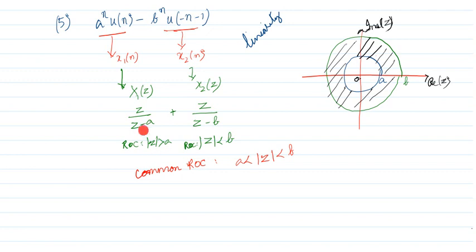For the causal signal, the ROC is greater than a. This is negative values of n, so it is an anti-causal signal, so it is less than b. This is individually. Together, when they are combined, it should be having a common ROC.